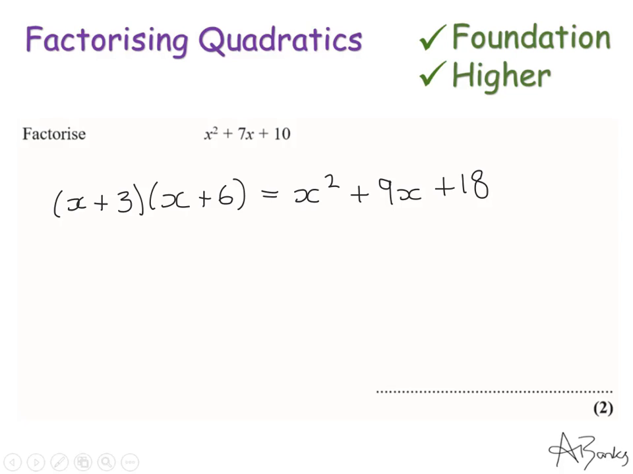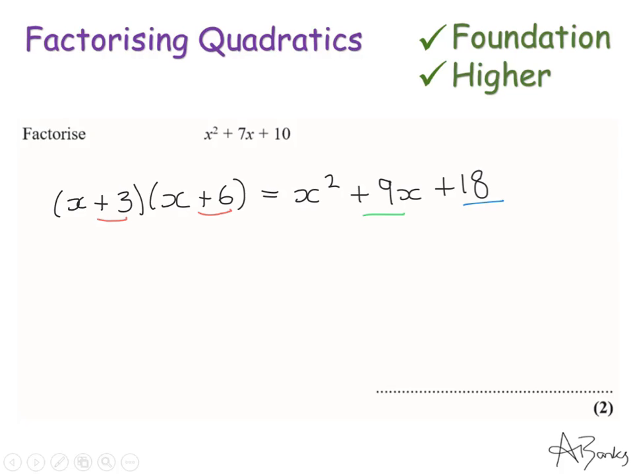What we notice here is that this number and this number get multiplied together to give the end number, and they get added together to give the middle number in front of the x. There's a pattern going on, and this works every time as long as I'm not dealing with a 2x or a 3x in my brackets. As long as it's just single x's, this pattern always works. So when it comes to factorising, I'm looking at these numbers and trying to find what two numbers multiply to give the 10 and add to give the 7.